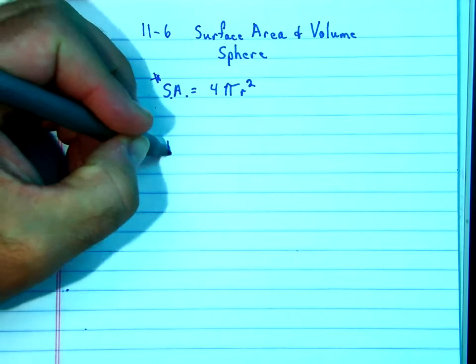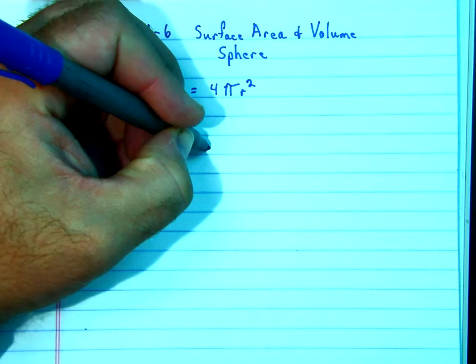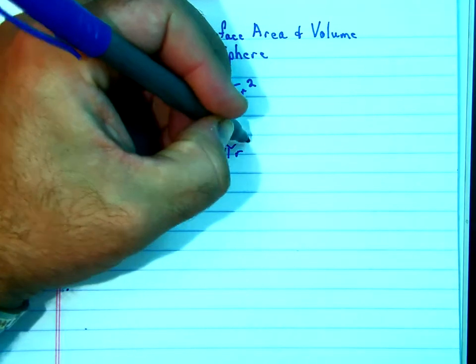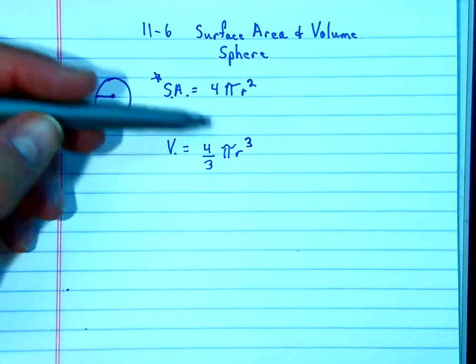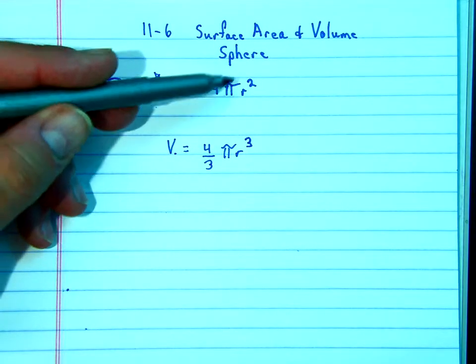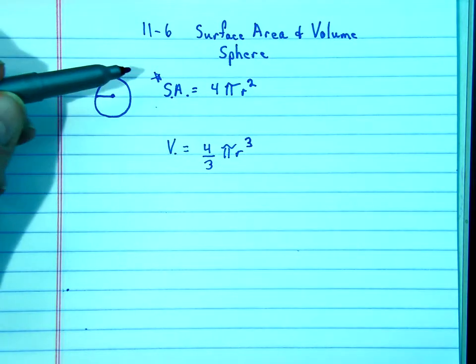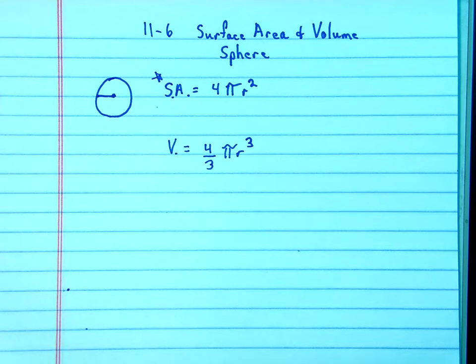Now, volume is equal to 4/3 pi r cubed. Now, why is that important? Because volume is always in units that are cubed. Notice, they look similar, but they are different. This is r squared because it's area. This is r cubed because it's volume. And then you're going to use these formulas to work forwards and backwards.